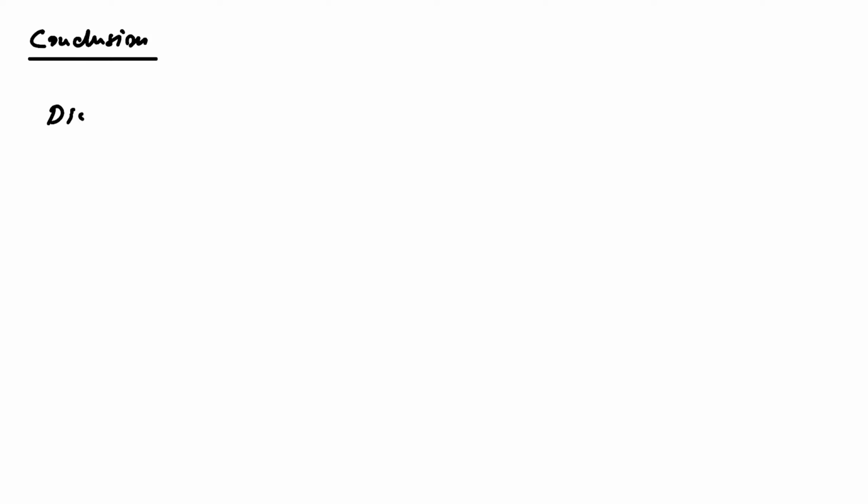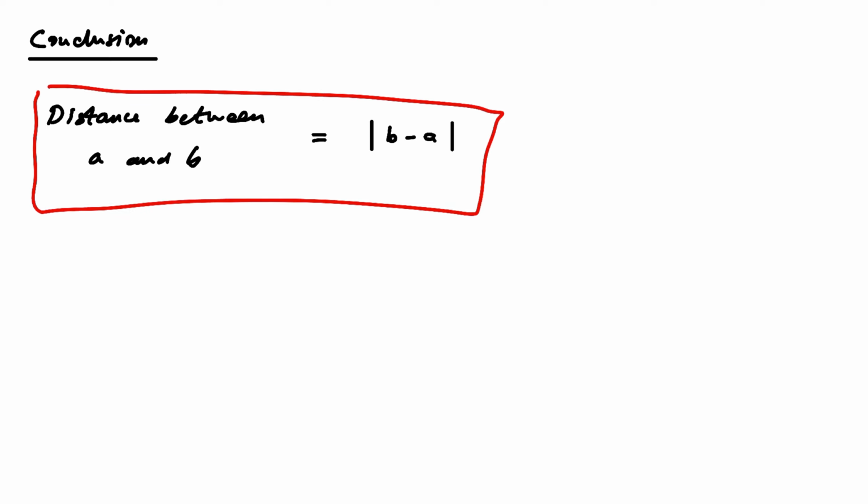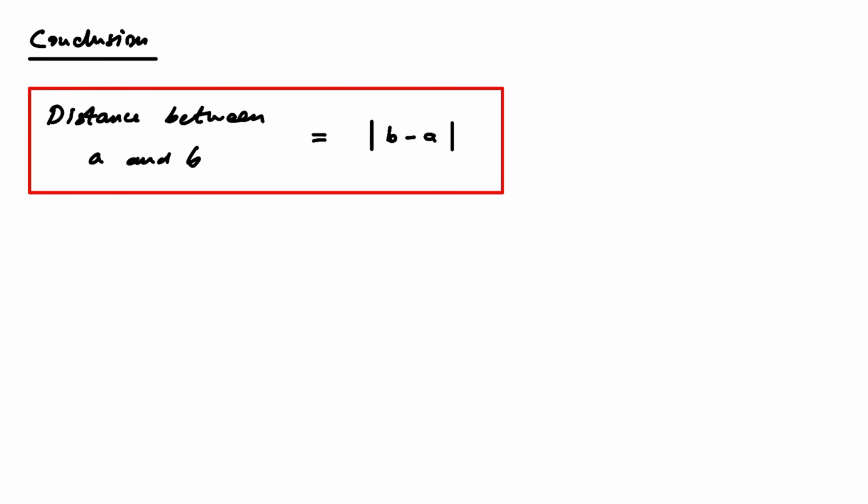So the conclusion: the distance between any numbers a and b is just equal to the absolute value of b minus a. It's that simple. And maybe b is greater than a, maybe a is greater than b, it doesn't matter. Taking the absolute value sorts everything out. So the absolute value means we can calculate this without having to worry about which is bigger than the other.